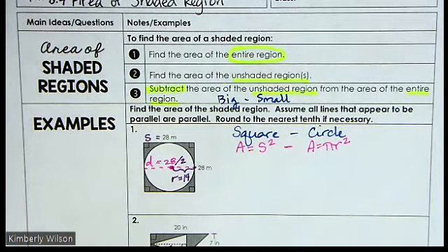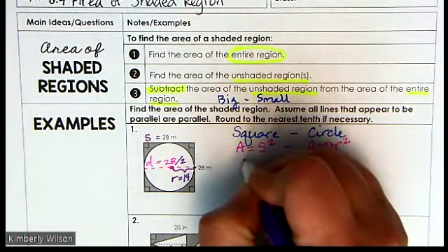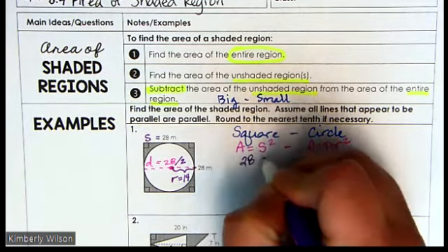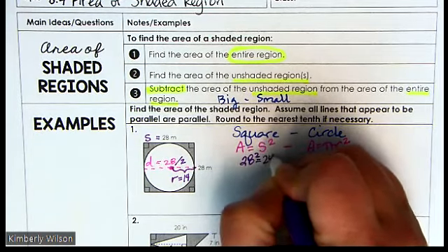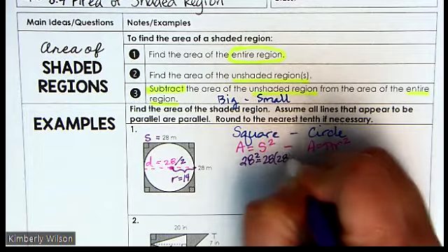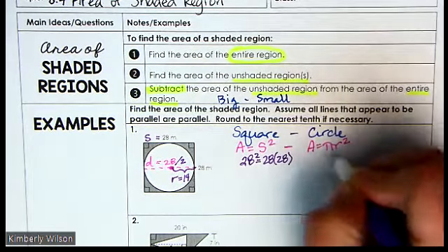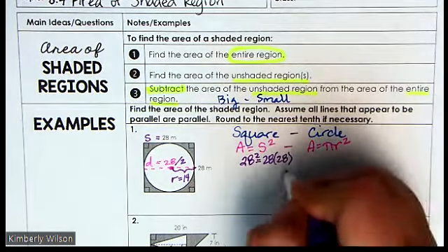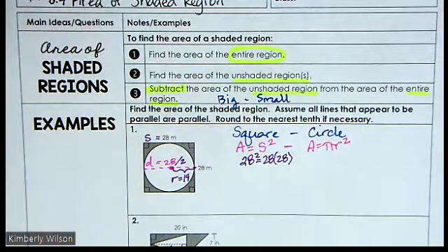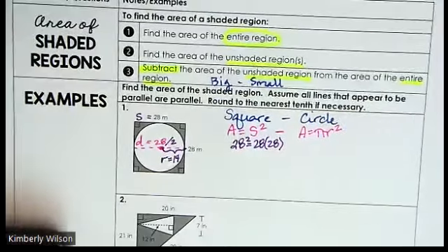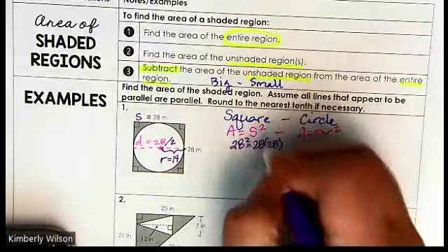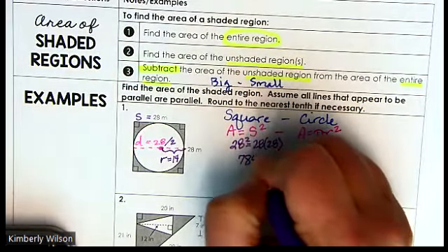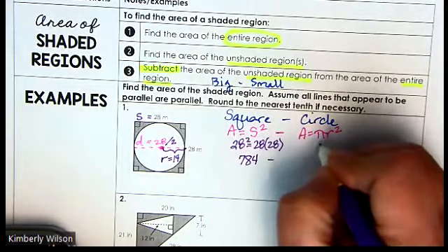So now we plug and chug, we plug the numbers in. So I'm going to have 28 squared, which is the same as 28 times 28. And then I have, so we get to use the handy dandy calculator. I can find the area of the square first. I'm going to do 28 times 28, which gives me 784 minus, now I've got to find the circle.